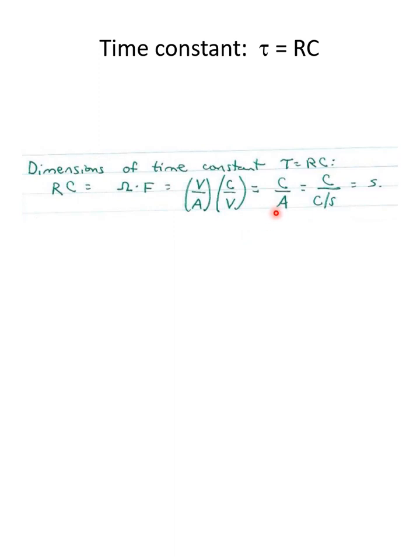And so the volts can cancel out. We have coulombs over amperes. Think of an ampere as a coulomb per second, and there we have seconds. So yes, resistance times capacitance actually gives time.